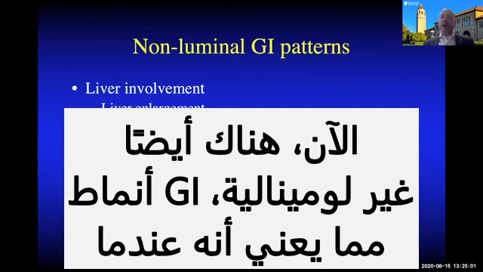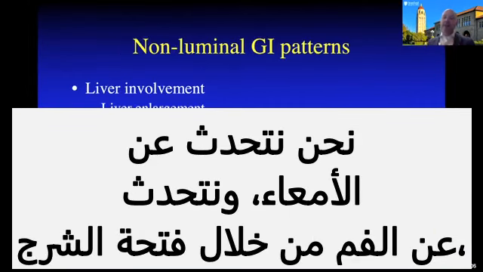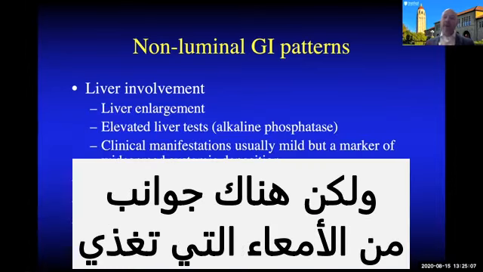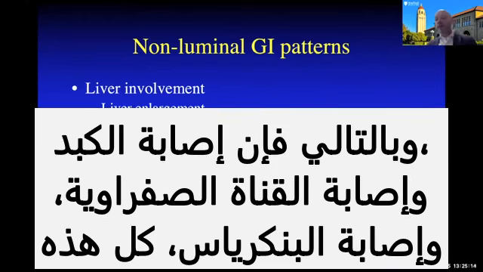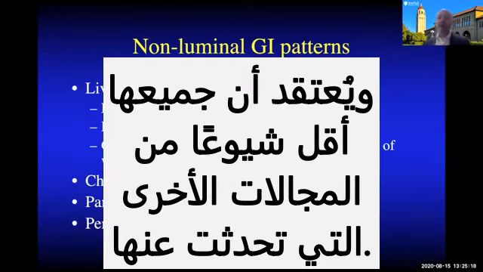Now, there's also non-luminal GI patterns, meaning that when we talk about the gut, we talk about the mouth through anus, but there's aspects of the gut that feed into those areas that are not within a direct line. And so liver involvement, bile duct involvement, pancreas involvement, these are all felt to be less common than the other areas that I've talked about.